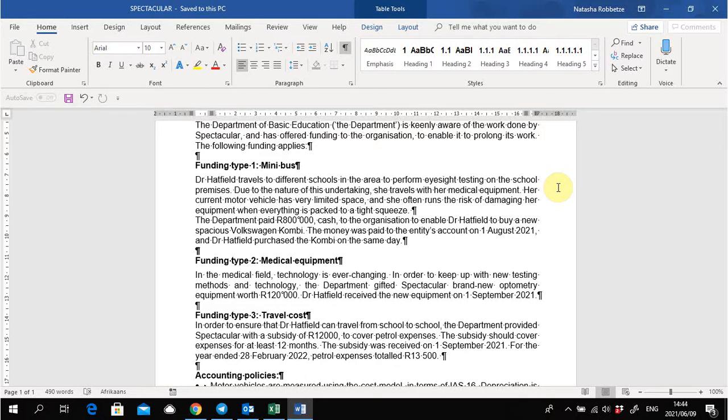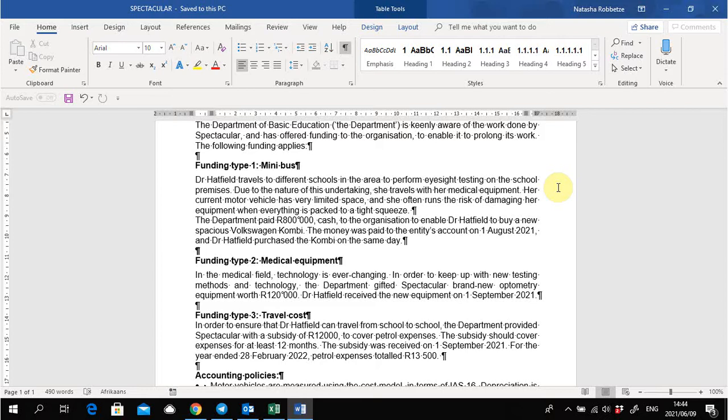The department paid 800,000 Rand in cash to the organization to enable Dr. Hatfield to buy a new spacious Volkswagen Combi. The money was paid to the entity's account on 1 August 2021 and Dr. Hatfield purchased this combi on the same day. All right, so here we have a typical monetary asset-based funding type where the organization gets cash from the government, but you are obliged to buy a specific asset with this funding.